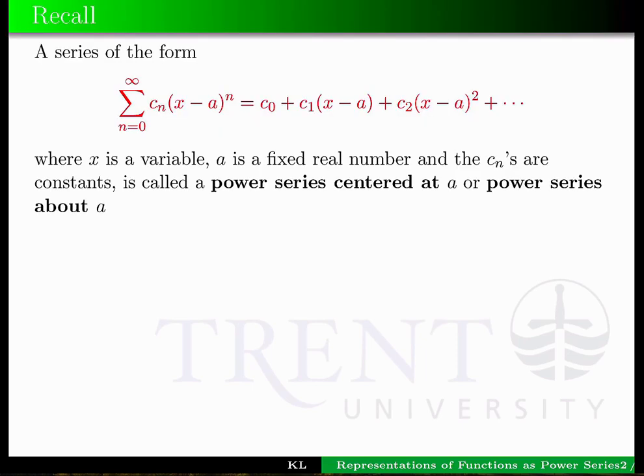So let's start with a quick recall of the definition of a power series. Here, the series of the form C_n times (x minus a) to the n, where n runs from 0 to plus infinity. If we expand it, this is C_0 plus C_1 times (x minus a) plus C_2 times (x minus a) squared plus C_3 times (x minus a) cubed plus so on and so forth, where x is a variable, a is a fixed real number, and the C_n's are constants. This is called the power series centered at a, or power series about a.